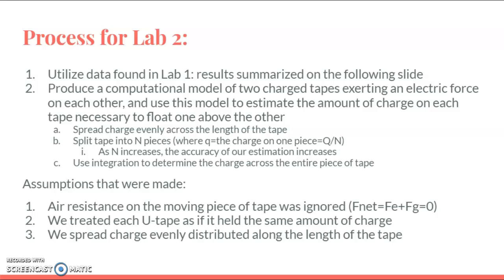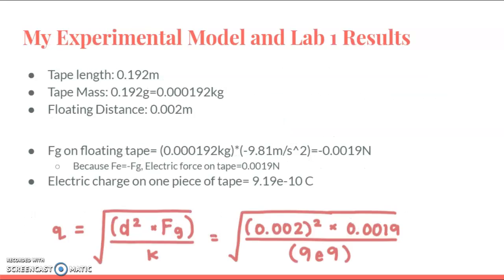Assumptions that we made in this lab are that air resistance on the moving tape was ignored, so it's equal to 0. The net force acting on the piece of tape was just electric force due to the other piece of tape and the force of gravity. We also treated each tape as if it held the same amount of charge, and we spread charge evenly across the length of the entire tape.